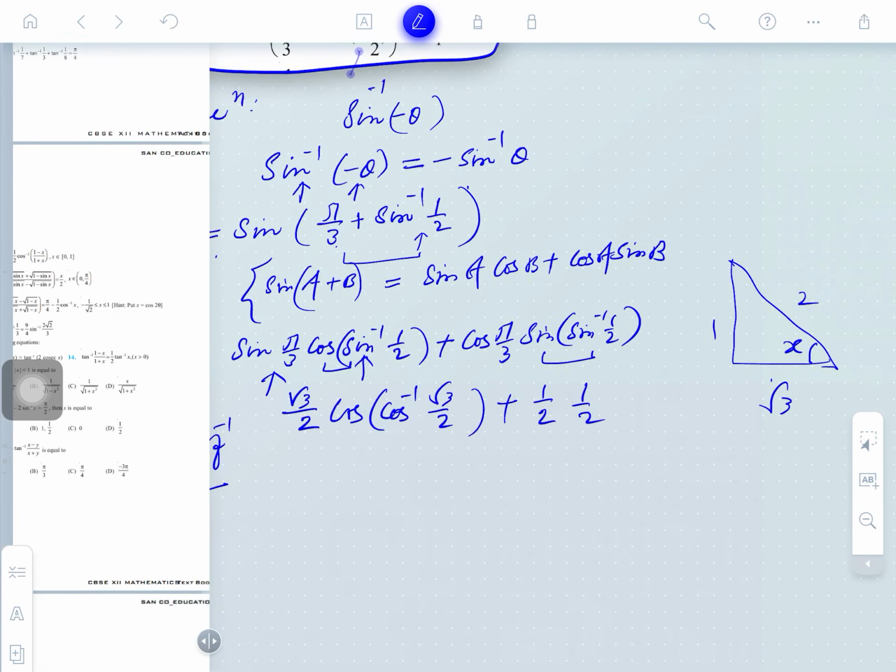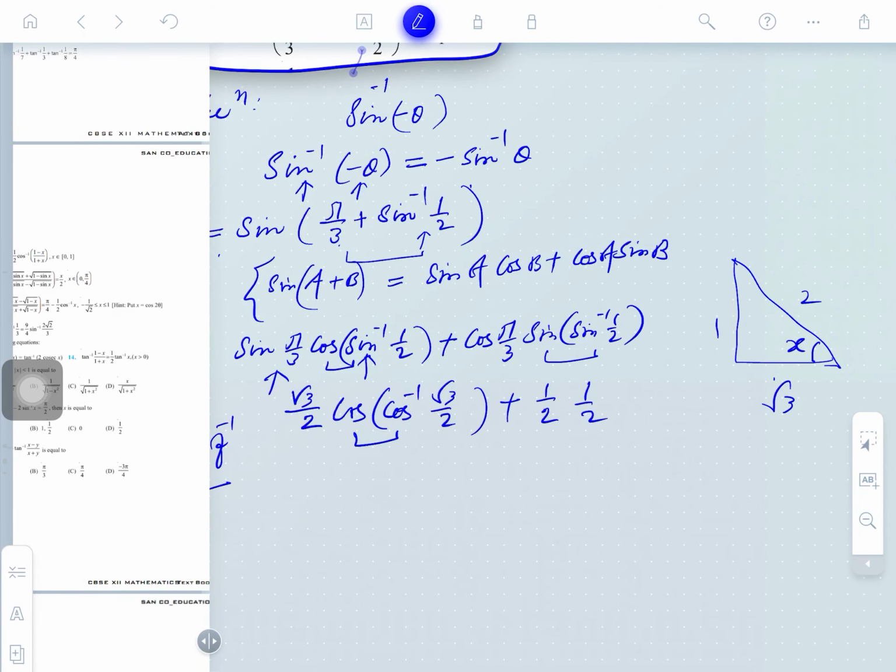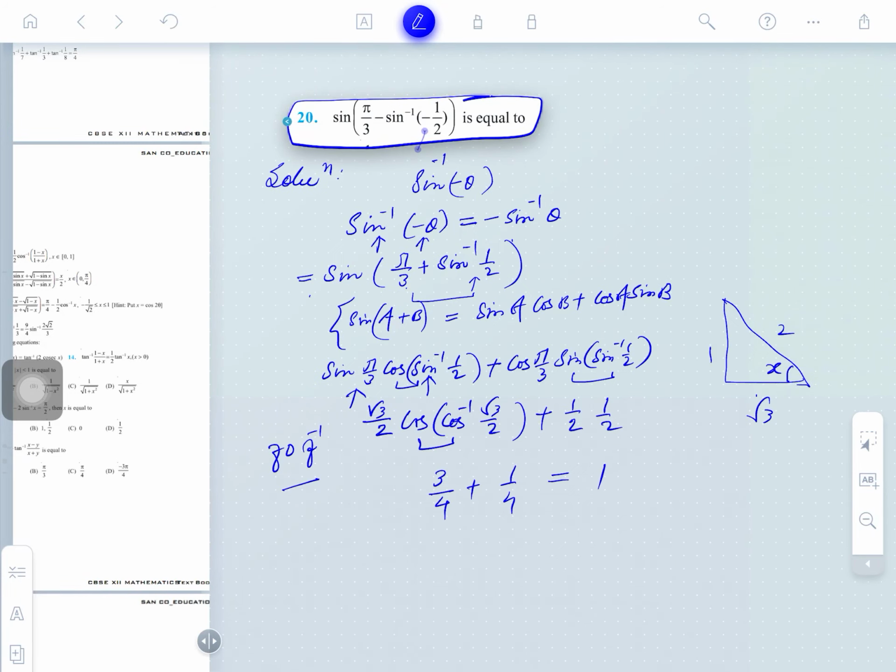Clear? And here sine of sine inverse will be 1 by 2. Clear? The expression can be solved here as 1 by 2 times root 3 by 2, plus root 3 by 2 times 1 by 2, so 3 by 4 plus 1 by 4. What shall this be further? 1. So the question is well solved here. The 1 is coming here right now.